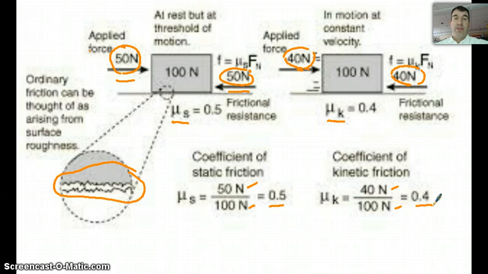This is true of a lot of different things. Like if you're walking along, you kind of want static. You don't want your foot to slide when it strikes the ground.